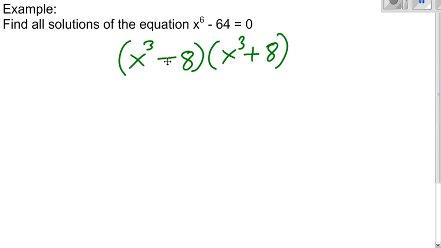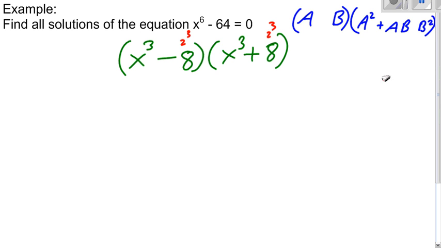And now these are sum of cubes and difference of cubes, because this is 2 cubed and x cubed. And for sum or difference of cubes, it's a plus or minus b, then a squared, ab, and b squared. And the signs that go in between depend on if it's a sum or difference. So for both of these, a is x, b is 2.